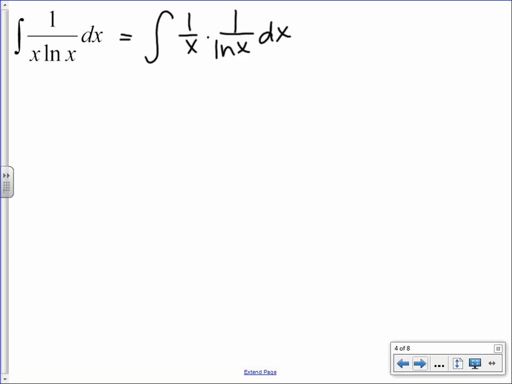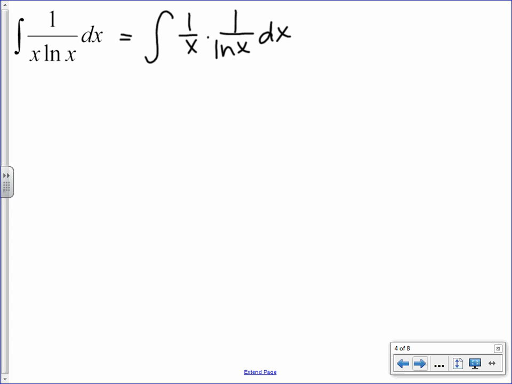Product rule. Okay, so first of all, we can't take the integral of each of these separately and multiply them. That's not a thing. If they were added, yes, we could. Multiplied, not so much. However, is there a relationship between the natural log of x and 1 over x? There is. What is the relationship? Derivative. Okay, if we take the derivative of natural log, we know that we get 1 over x.